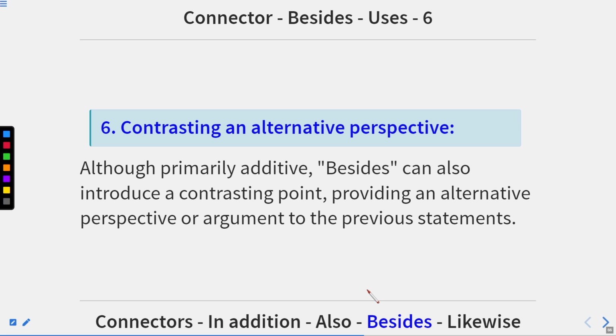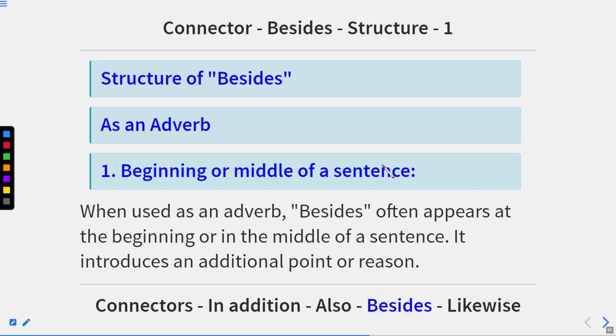Contrasting an alternative perspective. Although primarily additive, besides can also introduce a contrasting point. Now this is again a very important thing about besides, that it not only shows additive information, in fact, but it also explains a contrasting view of the previously said statement. It introduces a contrasting point, providing an alternative perspective or argument to the previous statement. Now here we are going to discuss the structure of besides.